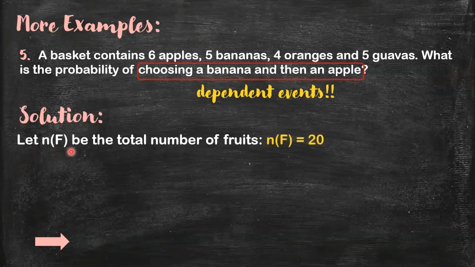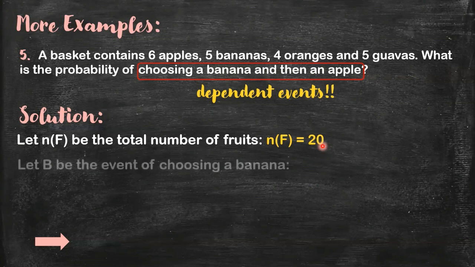Let n of F be the total number of fruits. Okay, so n of F is equal to 20. You add all the fruits here. 6 plus 5, 11 plus 4, 15 plus 5, 20. Okay, so you have 20 fruits in all.